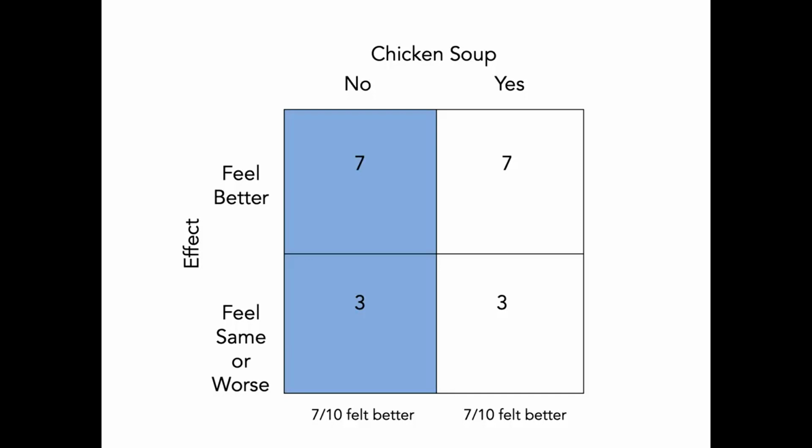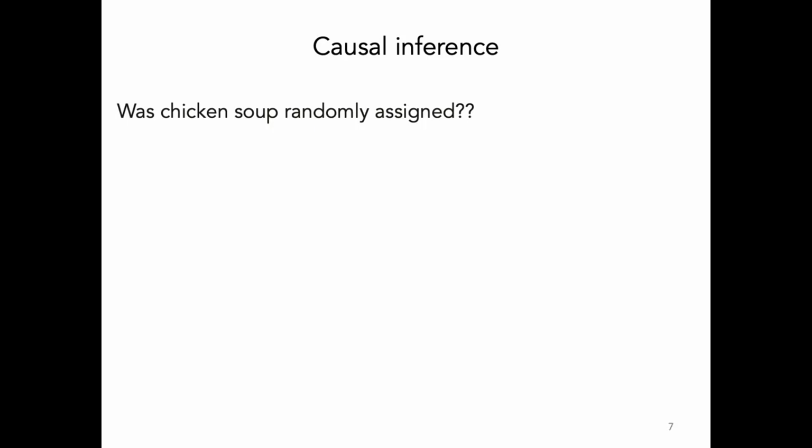There's one other design issue about concluding whether chicken soup causes feeling better. Do you know what it is? It's the causal inference of assuming that the treatment is causing the outcome. Was chicken soup randomly assigned? Did people enter a study and then the researchers sent out chicken soup? No. People are just having chicken soup and then some of them are feeling better. And without that randomly assigned experiment, it's very difficult to conclude that it's the soup that's doing it.